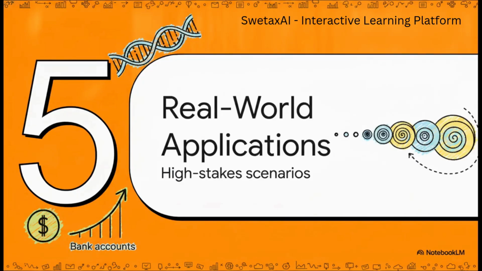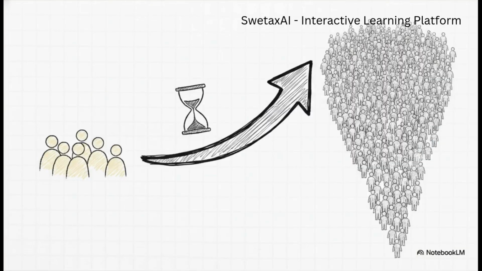Which brings us to Section 5, Real-World Applications, High-Stakes Scenarios. Let's look at a few examples and see how these formulas actually govern everything from biology to your bank account. Imagine trying to calculate the growth of a population over 5 years using the exponential formula. Let's say we start with a community of 500 people, and they're growing at a steady 8% annually.